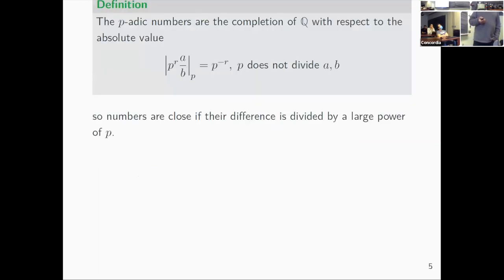Our techniques are basically p-adic techniques.